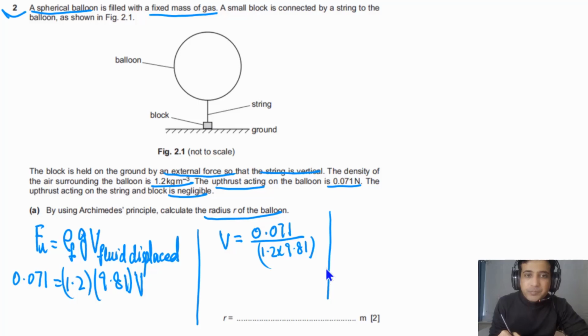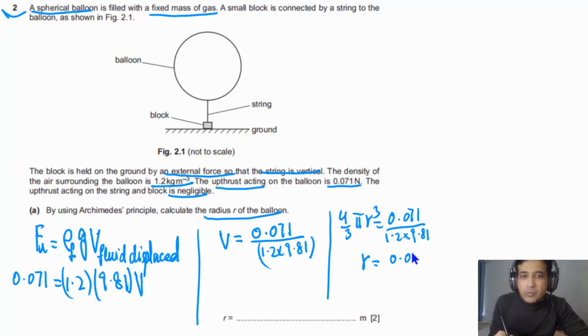But we need to calculate the radius of the balloon. So we can write down the formula for the balloon. This is spherical in shape, so simply we can say this is 4/3 pi r cube, and this will be equal to 0.071 divided by 1.2 times 9.81. Now we need the value of radius, so simply you can cross multiply. So in this case we will have 0.071 times 3, and this one will be divided by 4 pi times 1.2 times 9.81.